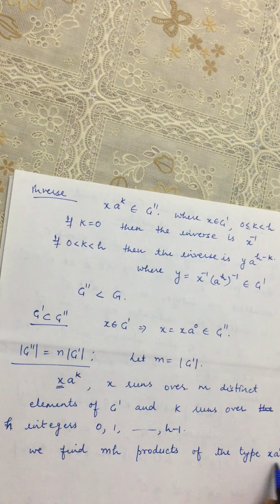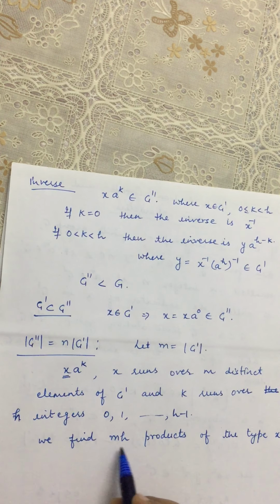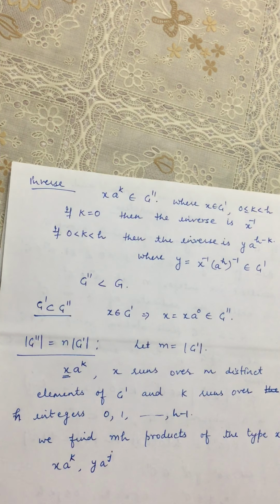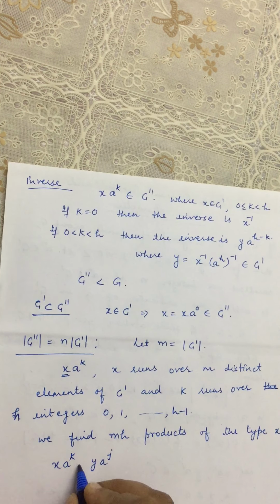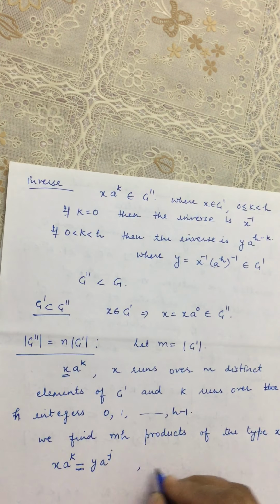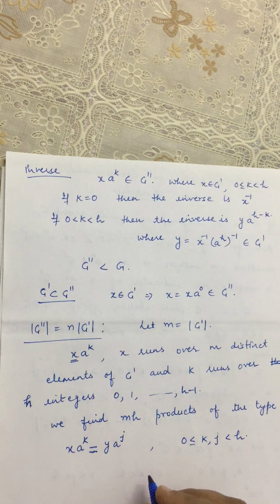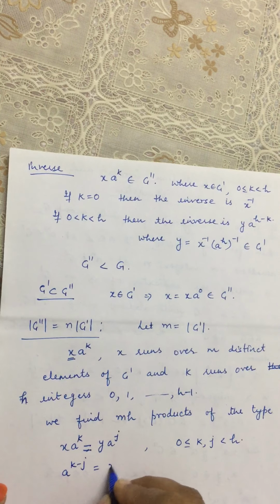So if we can prove that all these mh products are different elements, then we can say the order of G double dash is mh. So let us prove any two products are different. Let x a^k and y a^j be two elements of G double dash, and let us assume they are equal. Here k and j lie between 0 and h minus 1. Then a raised to k minus j is x inverse y.